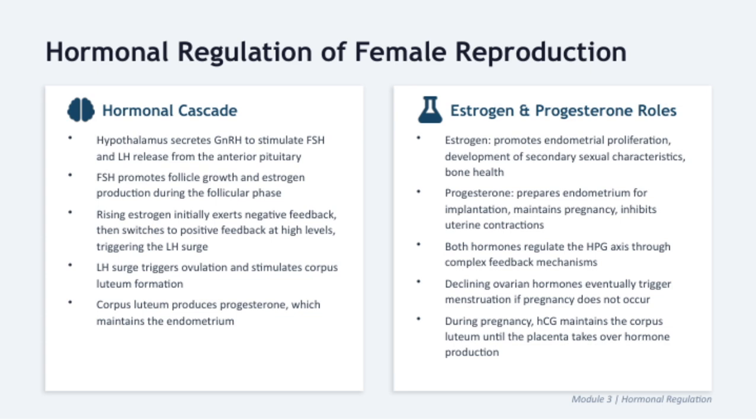That LH surge is what triggers ovulation and stimulates the formation of the corpus luteum, which then produces progesterone to maintain the endometrium. So, in summary, this hormonal cascade is a finely tuned system that drives the entire reproductive process, highlighting how these hormones work together to regulate ovulation, pregnancy, and menstruation.